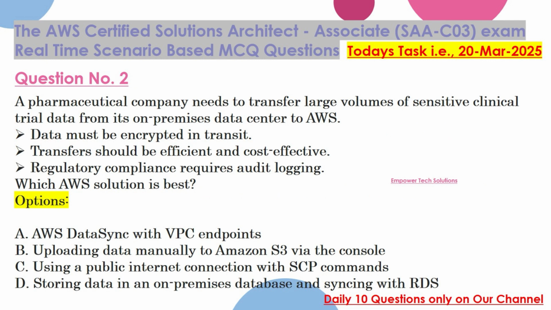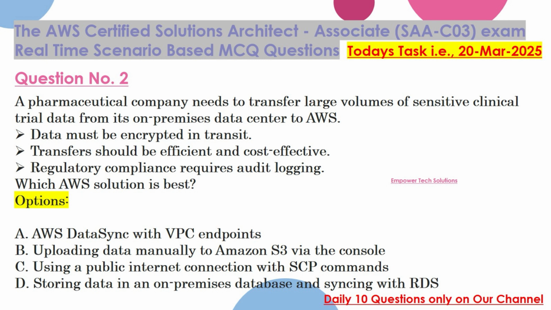Question 2. A pharmaceutical company needs to transfer large volumes of sensitive clinical trial data from its on-premises data center to AWS. Data must be encrypted in transit. Transfers should be efficient and cost-effective. Regulatory compliance requires audit logging. Which AWS solution is best?